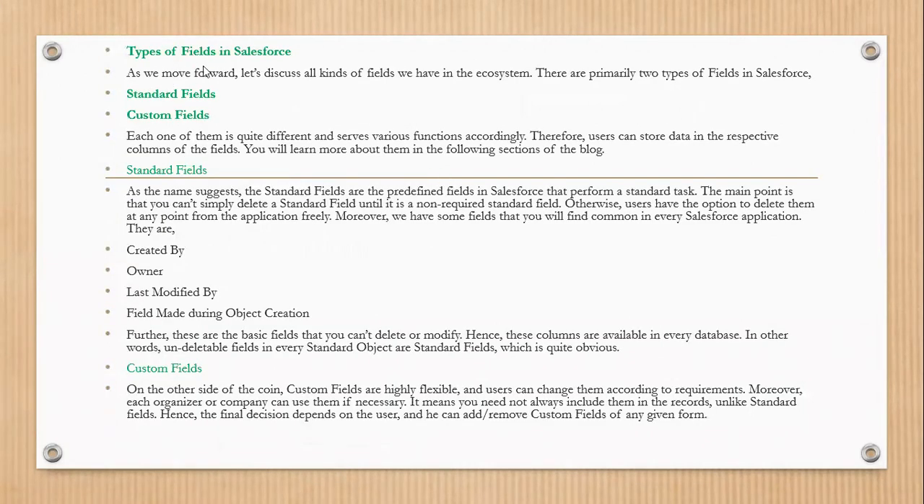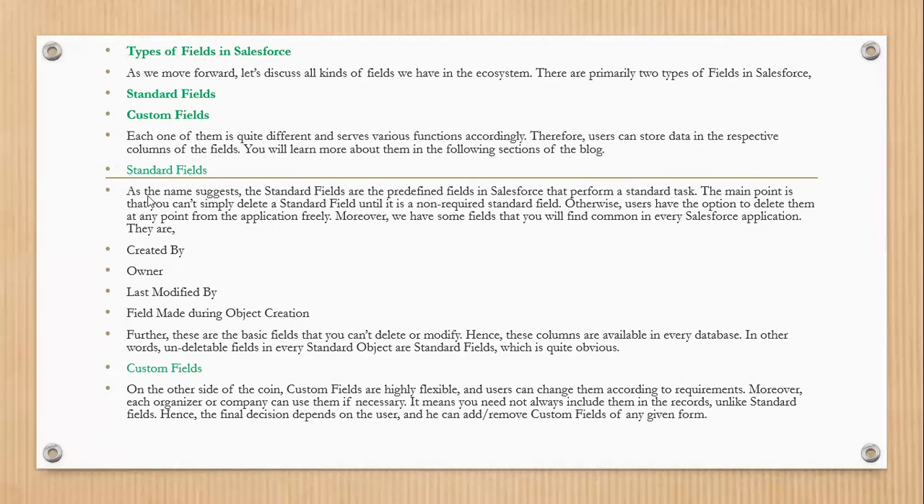Next, types of fields in Salesforce. As we move forward, let us discuss all kinds of fields we have in the ecosystem. There are primarily two types of fields in Salesforce: standard fields and custom fields. Each one of them is slightly different and serves its function accordingly. Therefore, users can store data in the respective columns of the fields. You will learn more about them in the following sections.